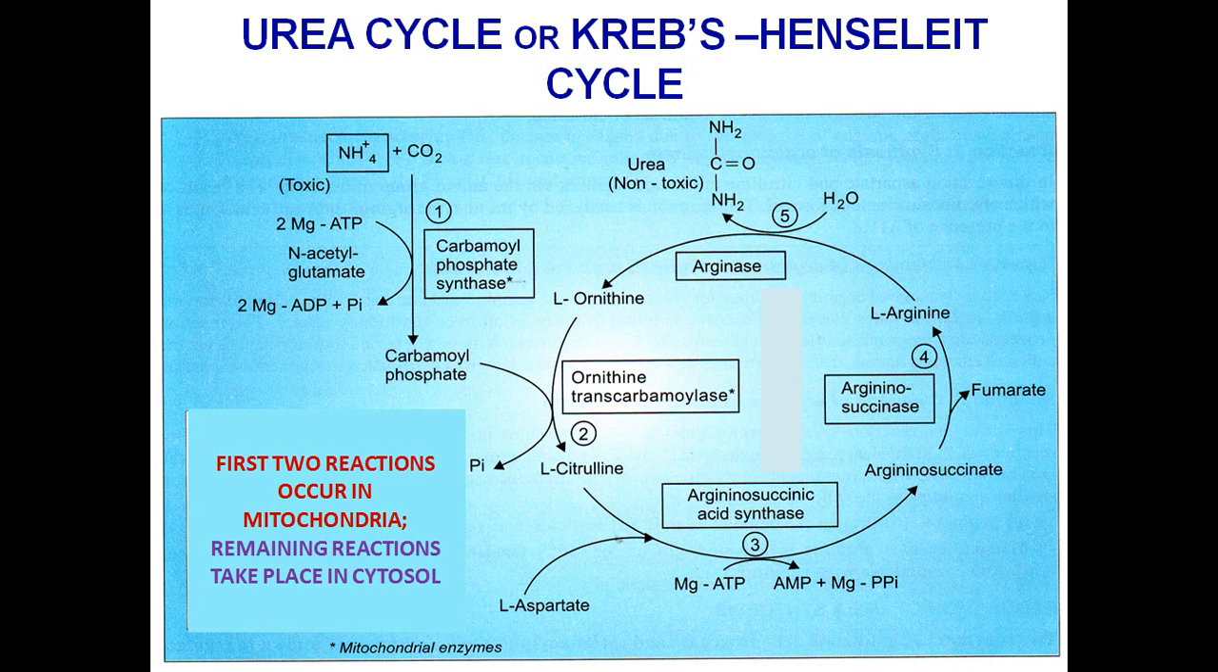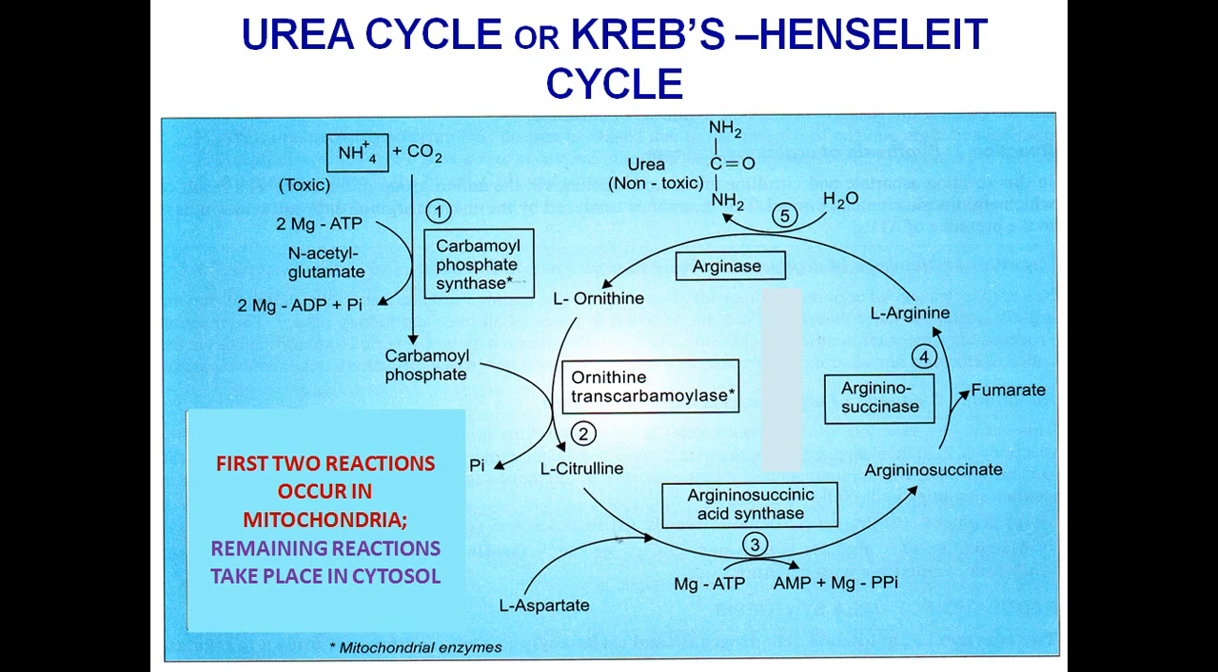Here I have given the sequence of reactions also. You can see number 1, 2, 3, 4, 5. So in total there are 5 steps in this urea cycle. Out of these 5 steps, the first 2 steps take place in the mitochondria, and the remaining 3 steps take place in the cytoplasm. So you should remember that.